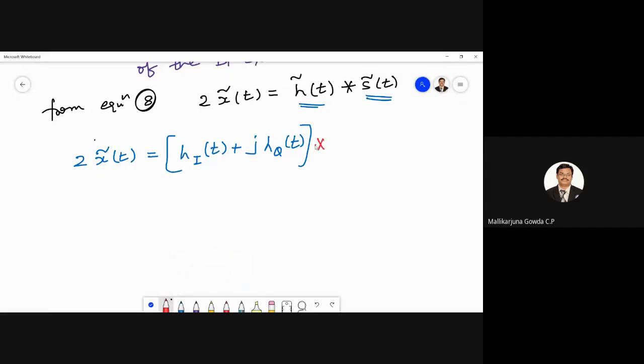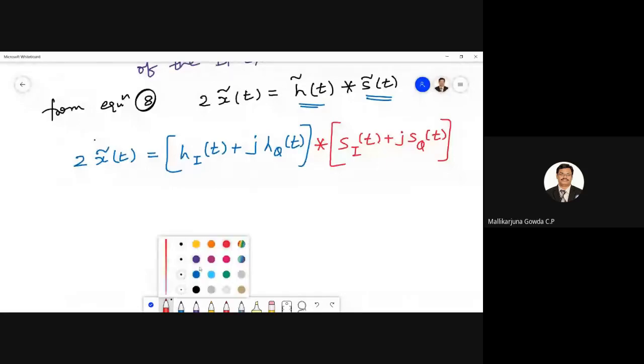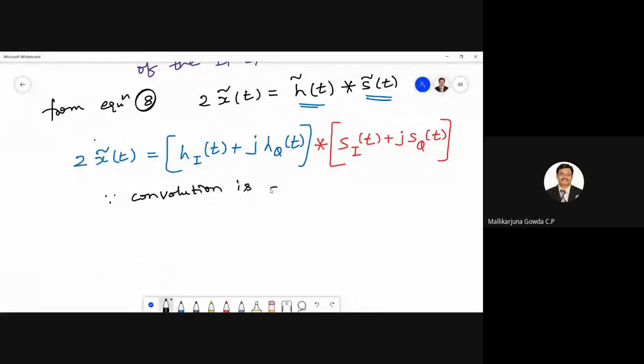So 2 x tilde of t is hi of t plus j hq of t convolved with si of t plus j into sq of t. You all know convolution is commutative and distributive. Can I say convolution is distributive? Because convolution is distributive, how do I simplify the above equation?